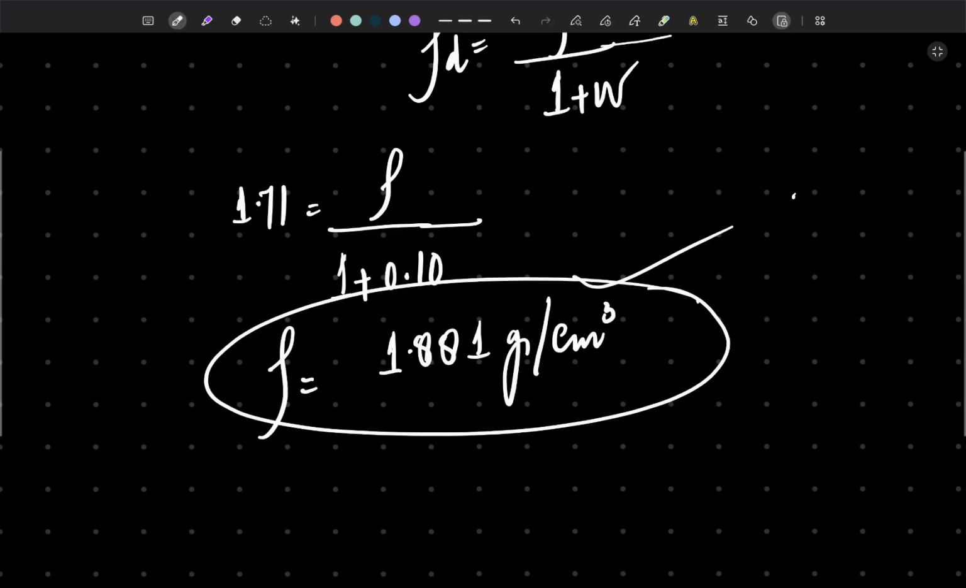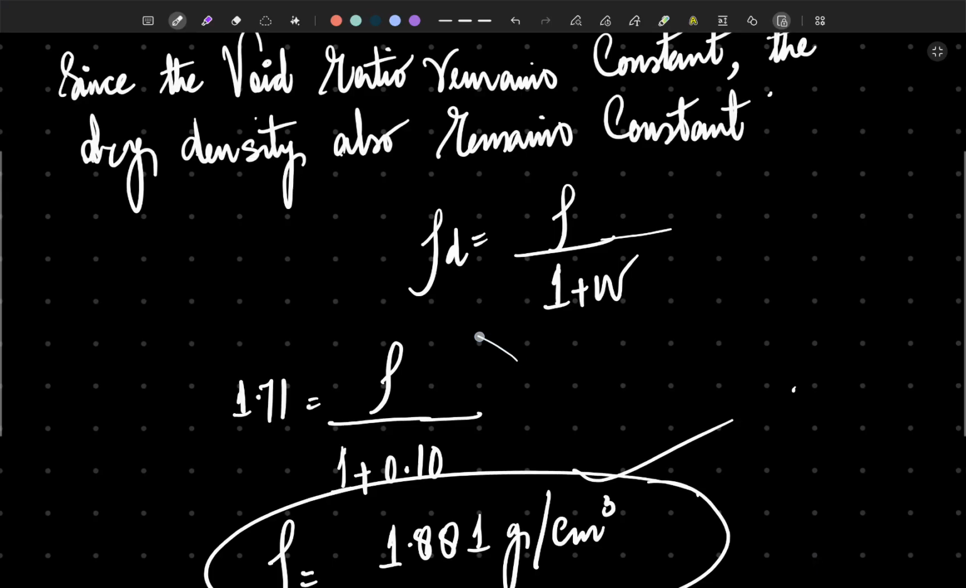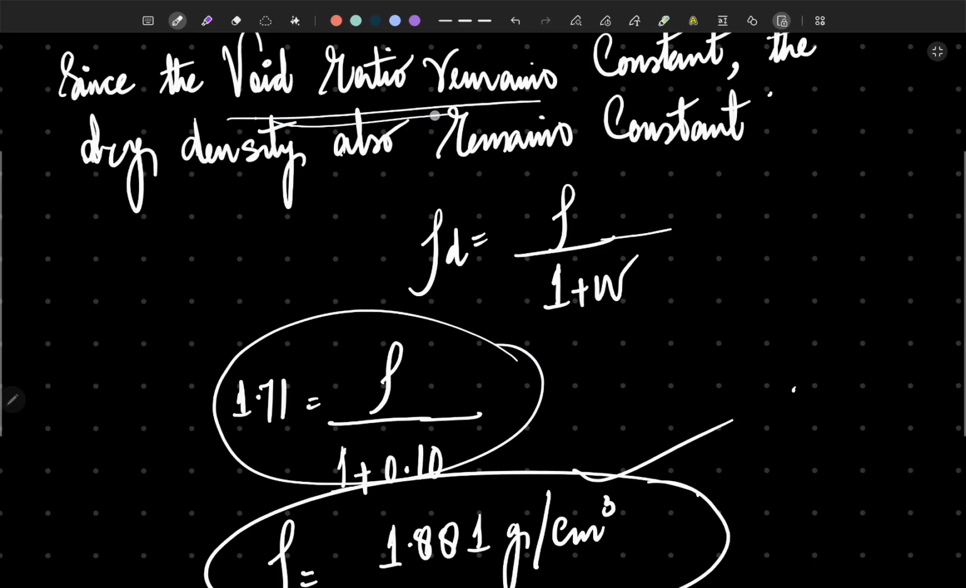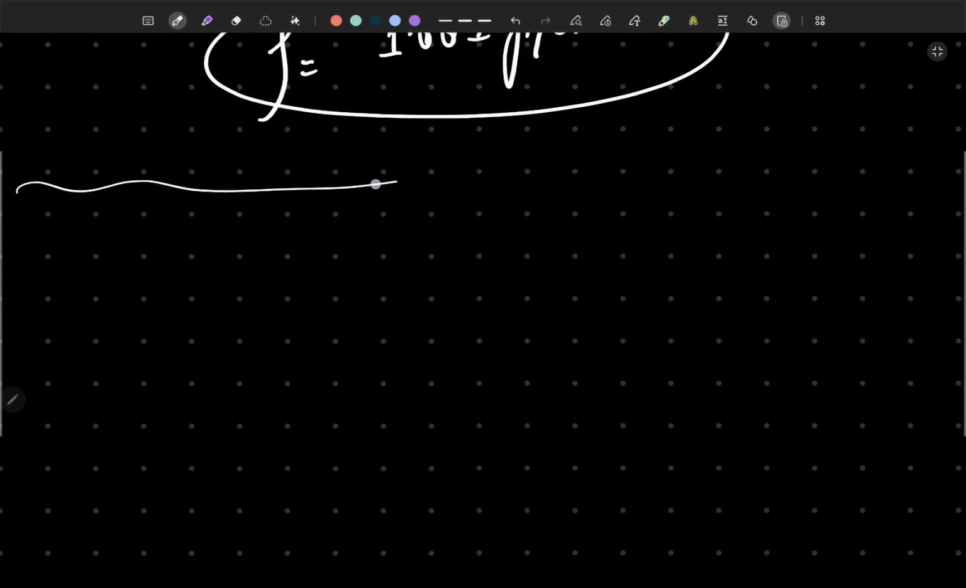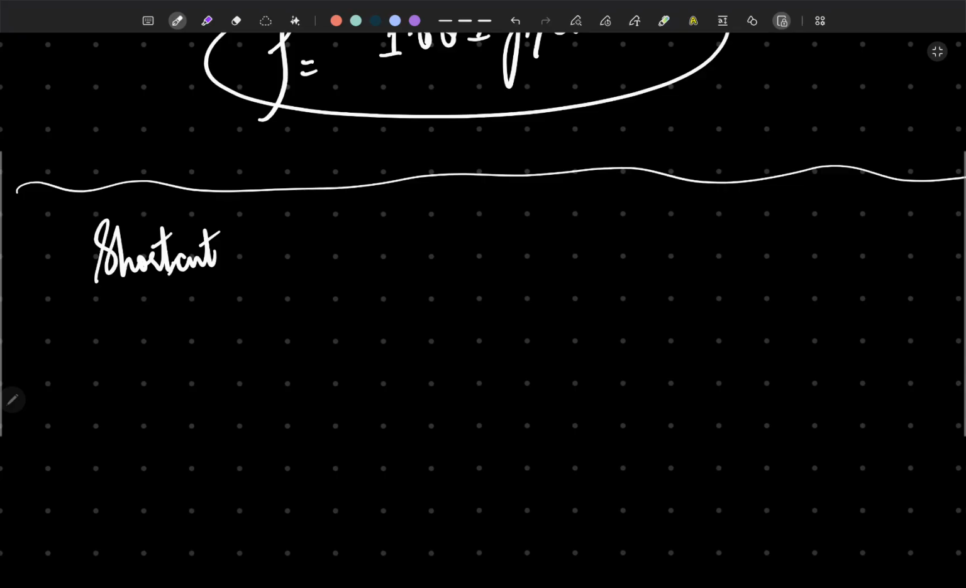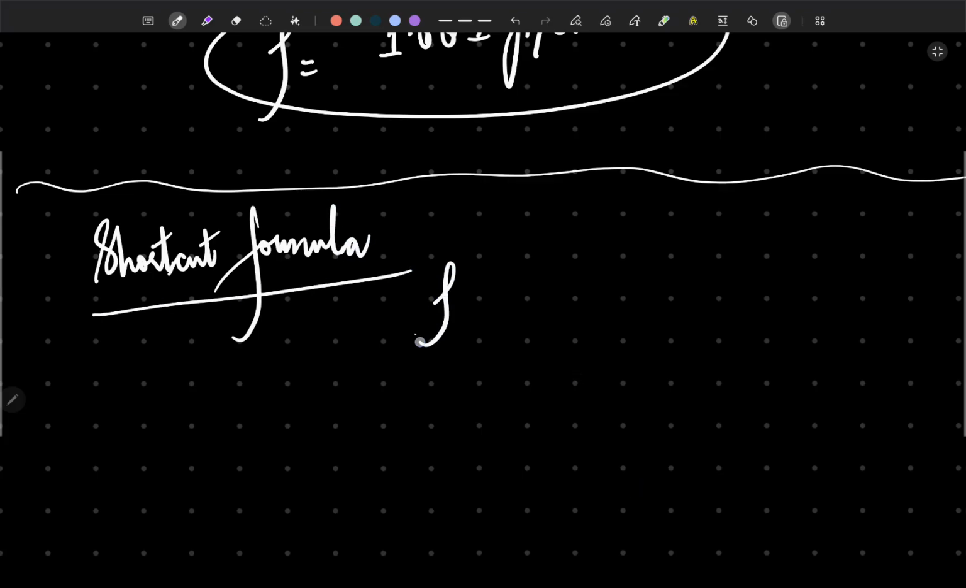I used the same equation. Why so? Because if the void ratio remains constant, the dry density also remains constant. I can use one shortcut formula which we use in competitive exams for solving such questions. This shortcut avoids calculating the dry density separately and is commonly used in competitive exams. You need not find the dry density separately by using this formula.